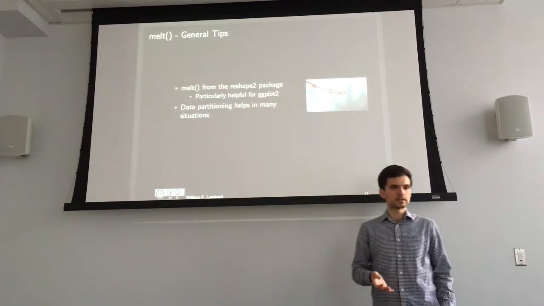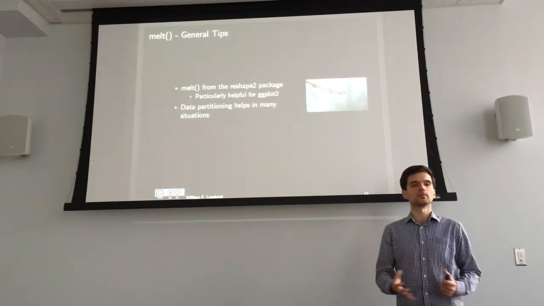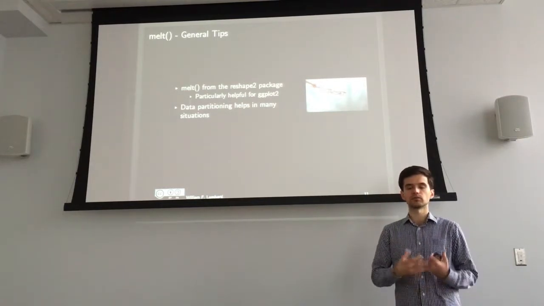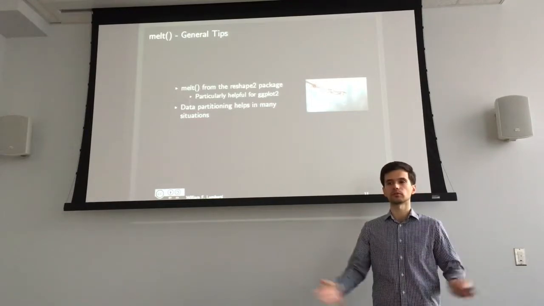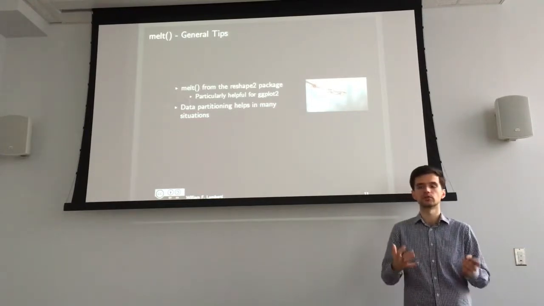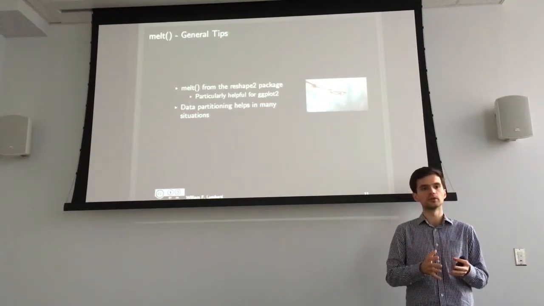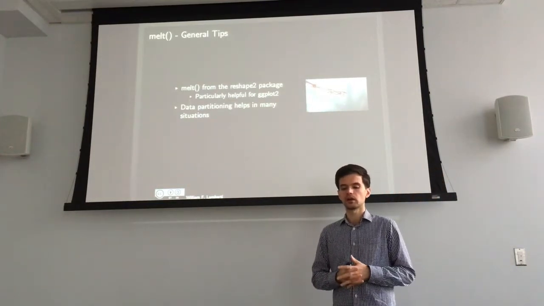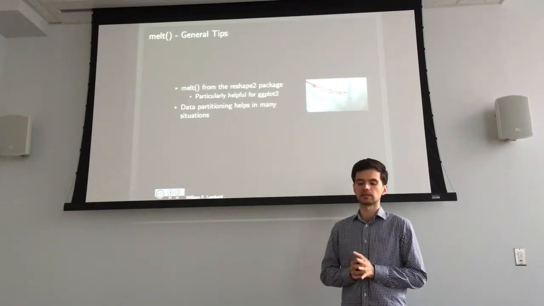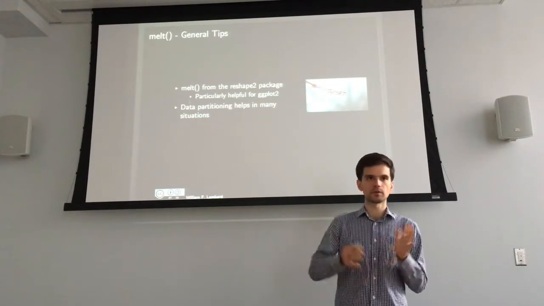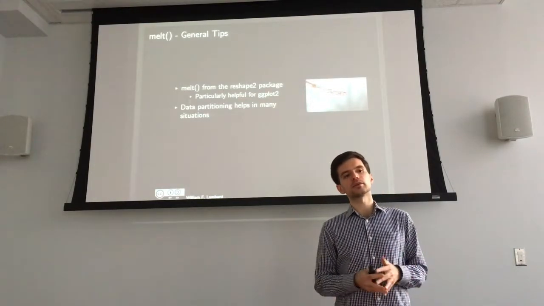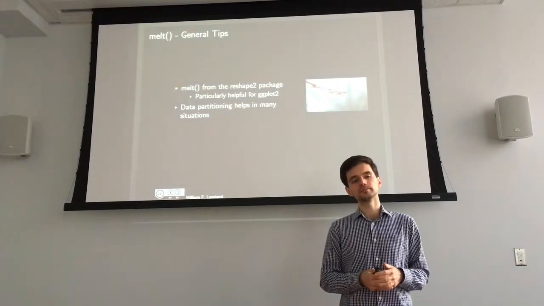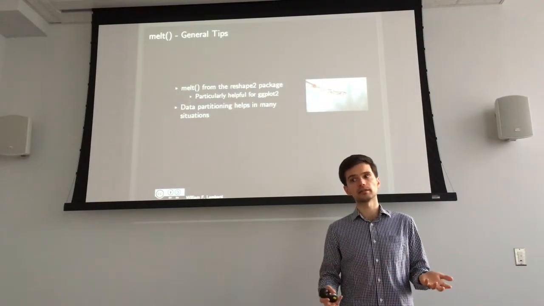So like I said before, the molten object is really helpful for reformatting the data to be really usable for very complicated plots in ggplot2. And it's a form of data cleaning and data partitioning that really eases that.